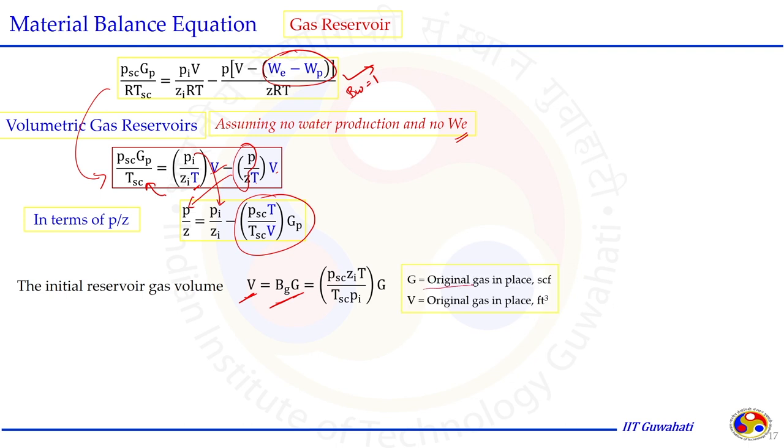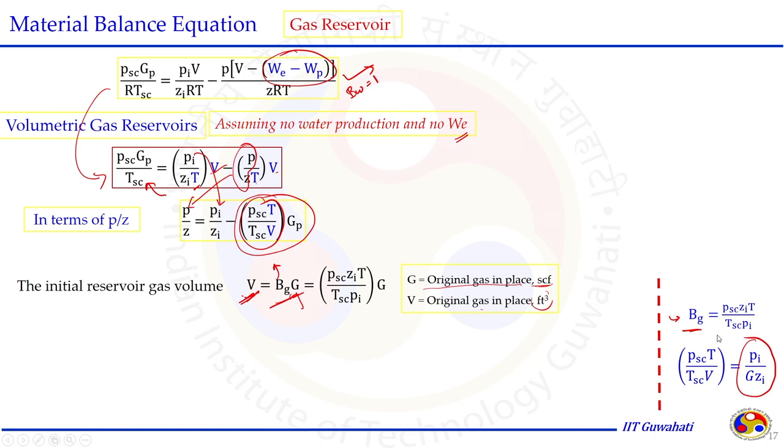So G is original gas in place at the standard cubic feet condition and V is the original gas in place at the feet cube condition. So the volume formation factor can relate the volume V to G, and with the help of this volume formation factor, we can relate this equation in the form of other parameters. So what are those other parameters? By the definition of BG, we can say this expression that is appearing here in the expression can be represented by PI divided by G ZI.